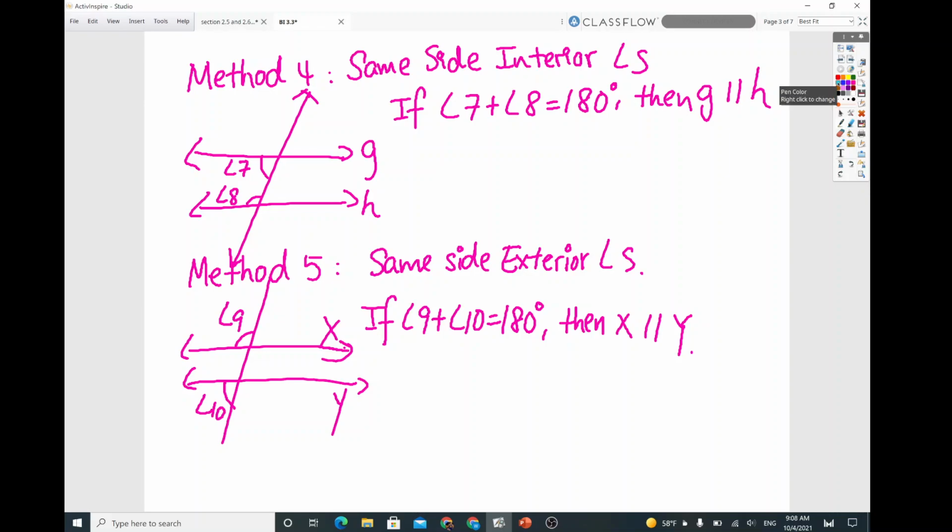Method 4, same side interior angles. If angle 7 plus angle 8 equals 180 degrees, then line G is parallel to line H, by using the converse of same side interior angles. The other method is same side exterior angles. Let's say angles 9 and 10. These are exterior angles on the same side, on the left. If you add angle 9 plus angle 10 and it ends up equal to 180 degrees, that means line X is parallel to line Y.